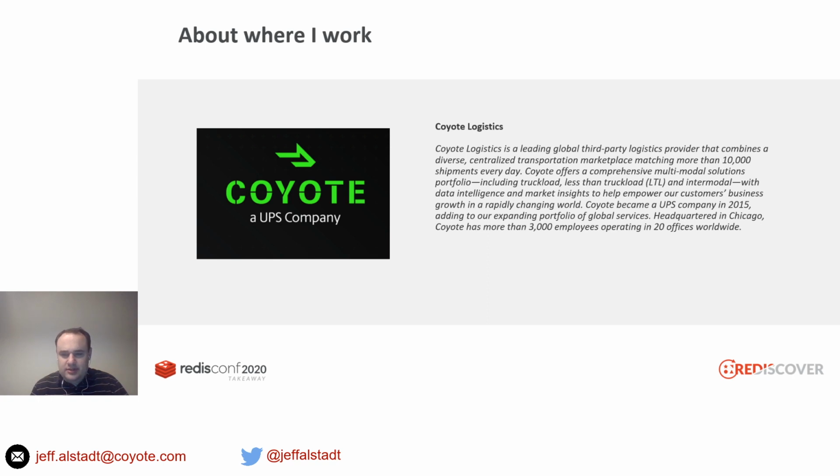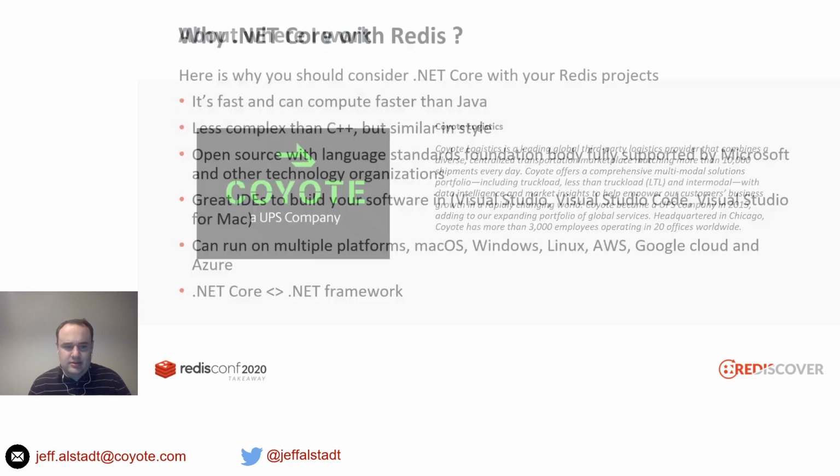Coyote became a UPS company in 2015, adding to our expanding portfolio of global services. We're headquartered in Chicago. Coyote has more than 3,000 employees operating in 20 offices worldwide.